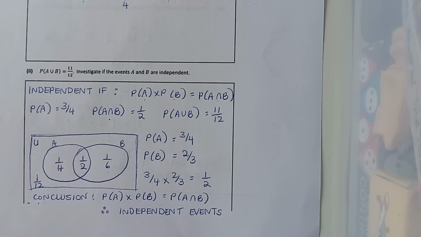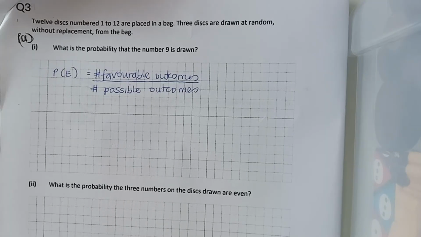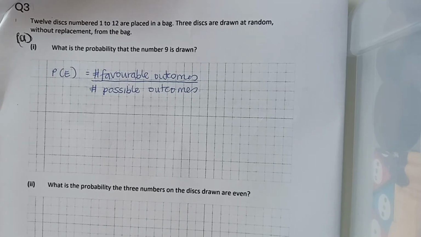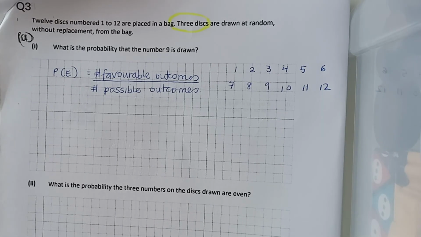Okay, so next we have a question about selecting discs from a bag. This question goes back to the essentials of favourable outcomes over possible outcomes. But there's a little bit more to it than that. We've got 12 discs numbered 1 to 12 in a bag. So there's my 1 to 12. And I'm selecting 3 of them. And I want to know what the chances are that 9 will be in the mix.